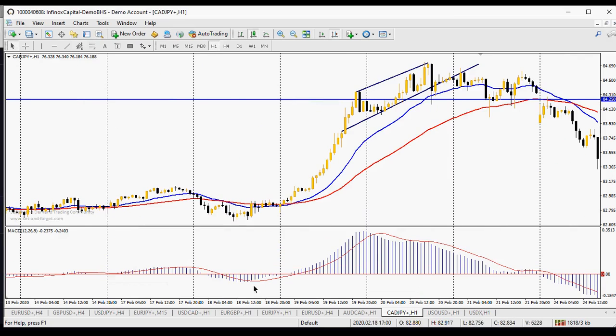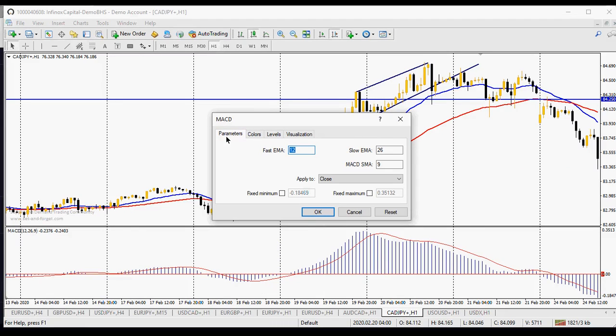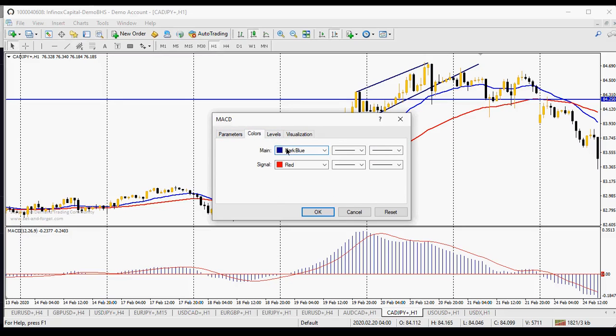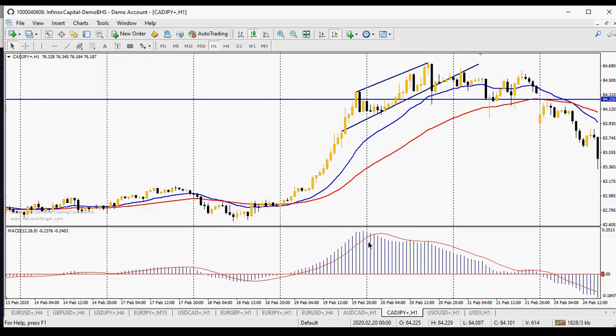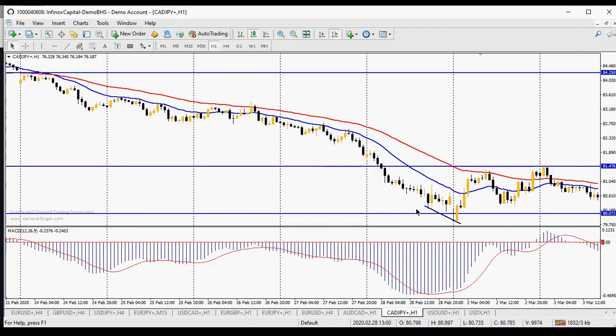And you'll notice that in the MACD, we have the main line, which is the blue, and we have the signal line, which is the red. Whenever the signal line crosses above the 0 level, you can see that the market is strongly bullish. Whenever it comes below the zero level, you can see the market is strongly bearish.